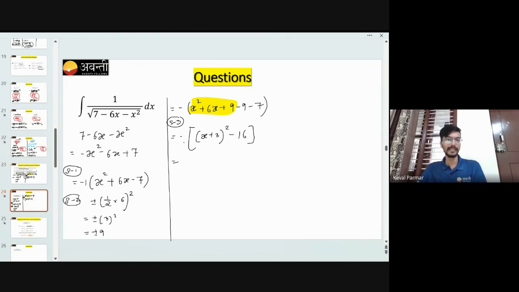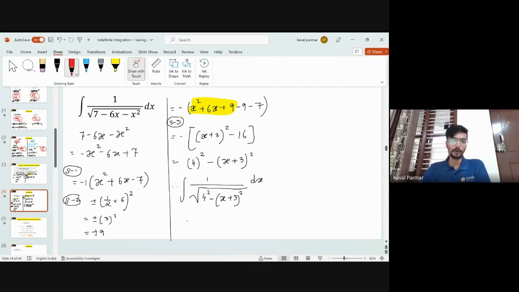So if I put the minus inside, I will get 16 minus minus plus, and 16 I can write as 4 square minus x plus 3 the whole square. So now my integral will become the integration of 1 upon under root of 4 square minus x plus 3 the whole square dx. Got it? So if you can remember, what is this form?